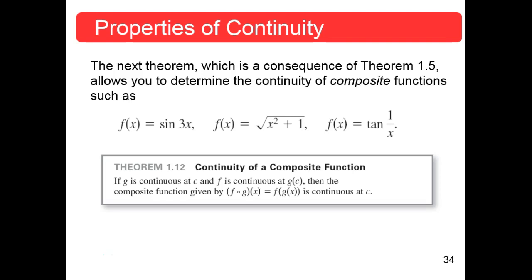Uh-oh. f of x equals tangent of 1 over x. What's wrong with that picture? The outer function is a tangent function. The inner function is 1 over x. Okay? Where is tangent defined? What's its domain? Anything but the half pi's. Sine over cosine, and cosine is 0 at the half pi's.